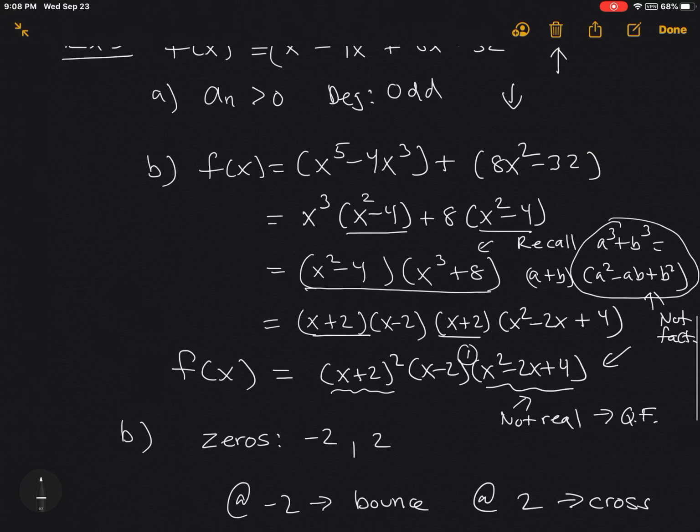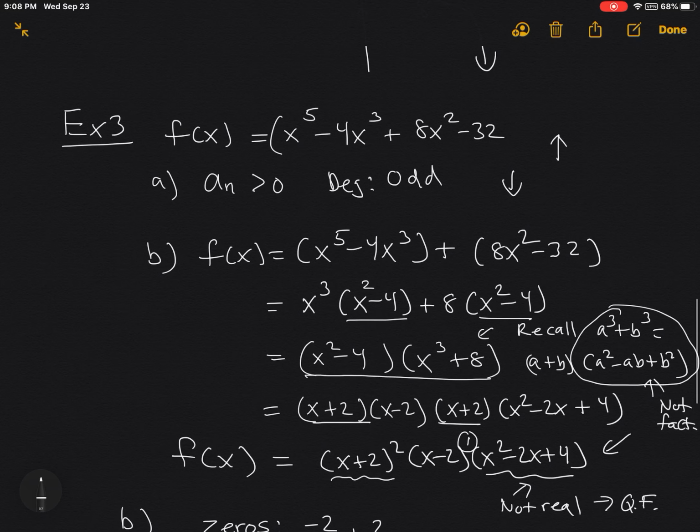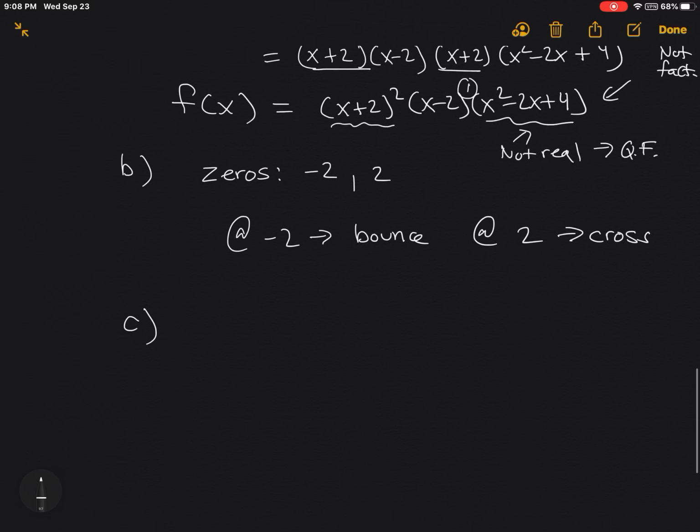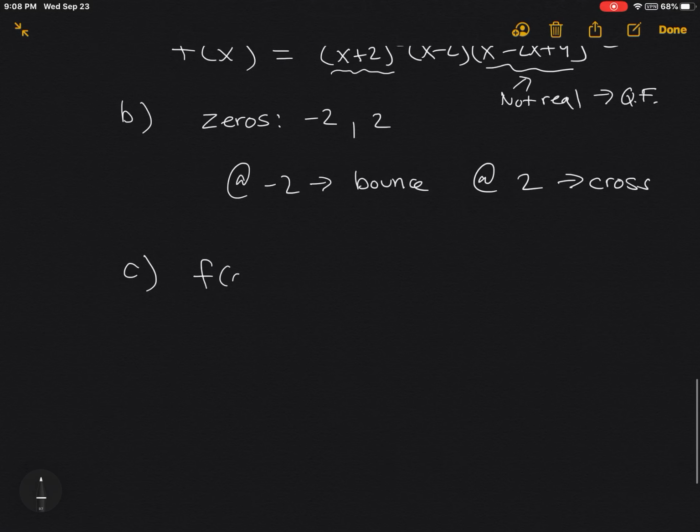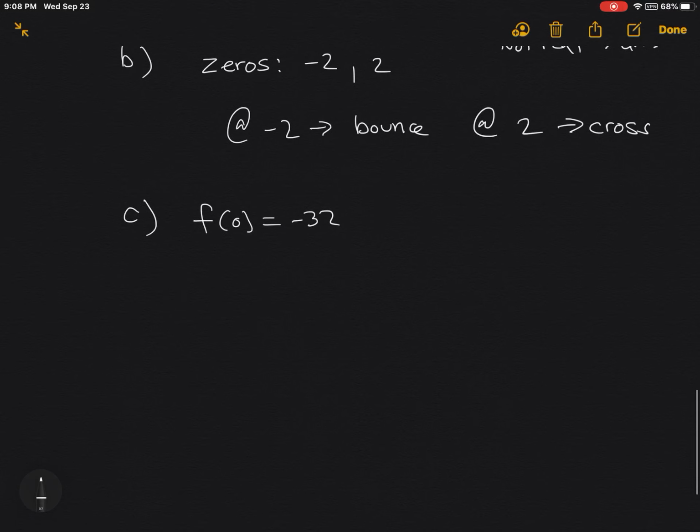The nice thing about this one is you actually get an extra point. You get the y-intercept. So if you plug in 0 over here, you're just going to get negative 32. So I'm just going to use that as a point. F of 0 is equal to negative 32. There's my y-intercept. You can plug in an extra point if you want, but I'm done with point plotting. Okay, so I have negative 2, I have positive 2, I have a y-intercept at negative 32. Again, not drawn to scale. So 0, negative 32.